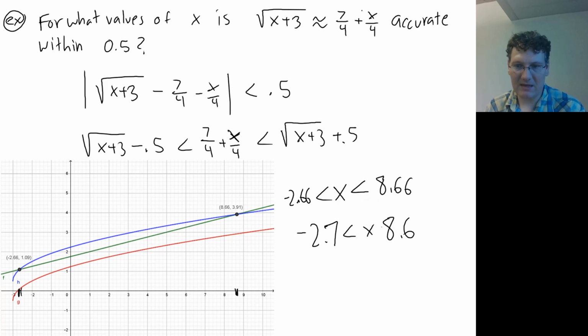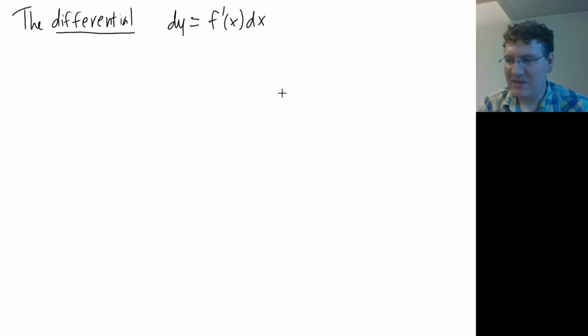But as long as x is in that range, which is actually a pretty wide range to get this close of an approximation, you can see visually that the linearization works pretty well because the function itself is not too nonlinear in this range. So we'll talk about differentials.